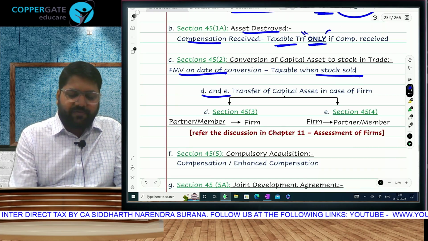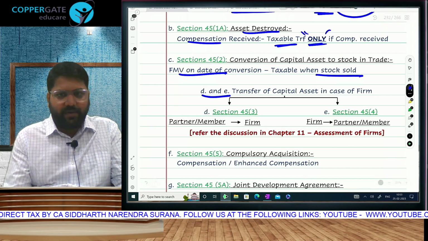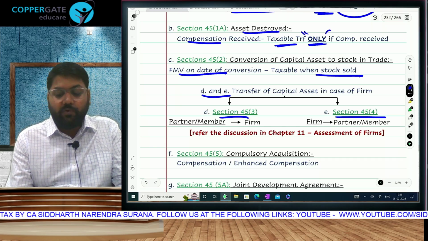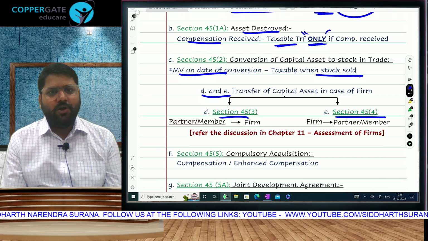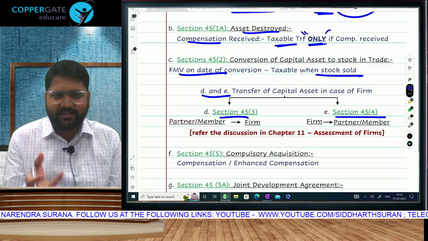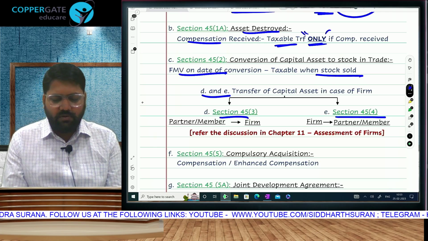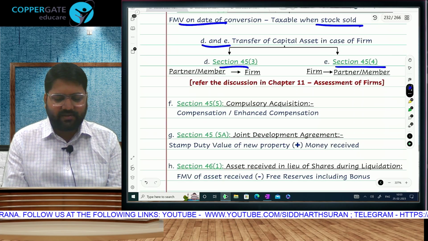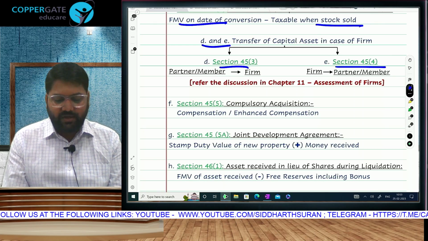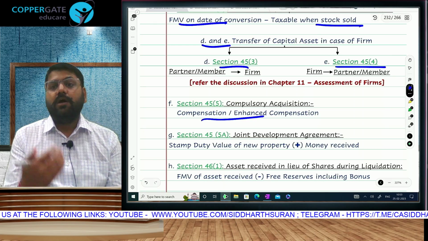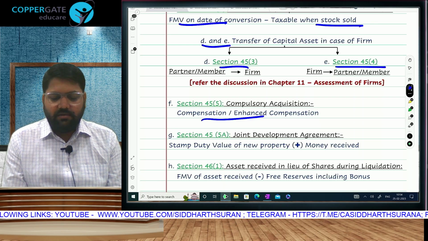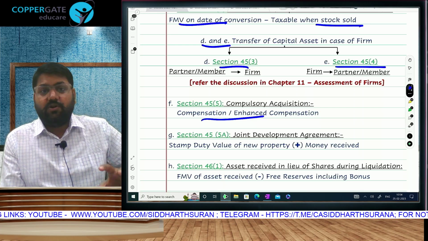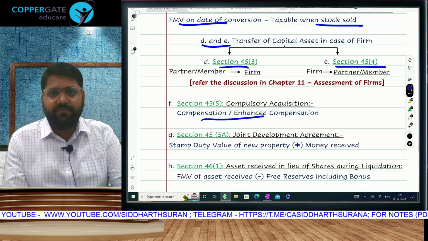Then transfer of capital asset, partner to firm and firm to partner, 45.3, 45.4, 9B. Go check partnership. We took that full explanation from our full course lecture so that you understand everything up to the rock bottom. So go and check the revision lecture of partnership chapter. Section 45.5, in case of compulsory acquisition, the compensation or the enhanced compensation will be treated as GSC. Compensation in the year of first installment, enhanced compensation in the year of final order.